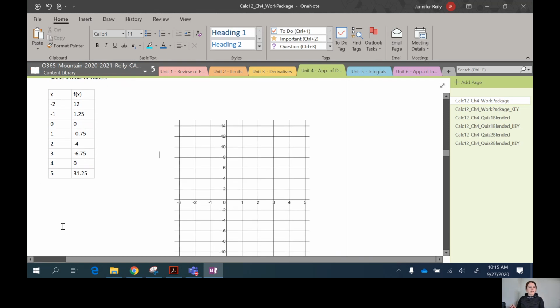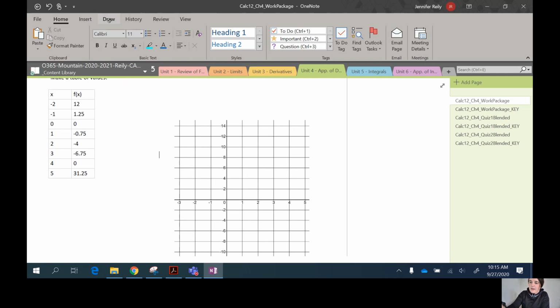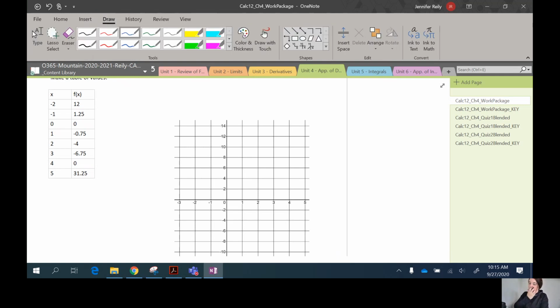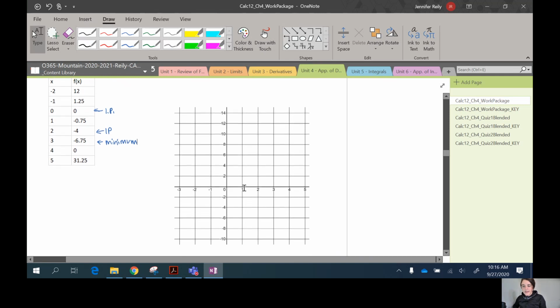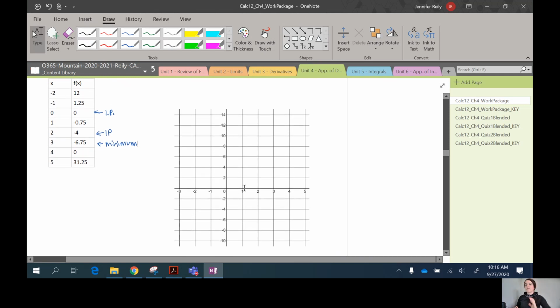Once you make your table of values, it's a good idea to write beside the table the important points we need to remember. So remember that 0 and 2 were inflection points, and 3 was a minimum. We don't know whether it's a local minimum or a global minimum. We have to graph it to find out. It looks like it's going to be global though, because I don't see anything less than -6.75 on there.